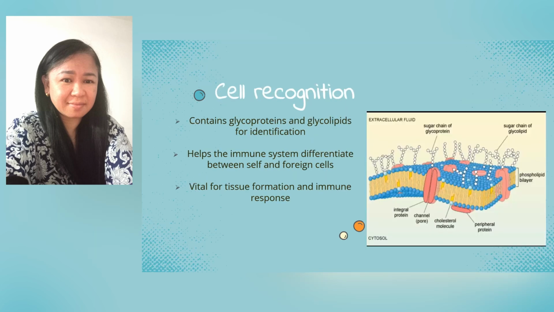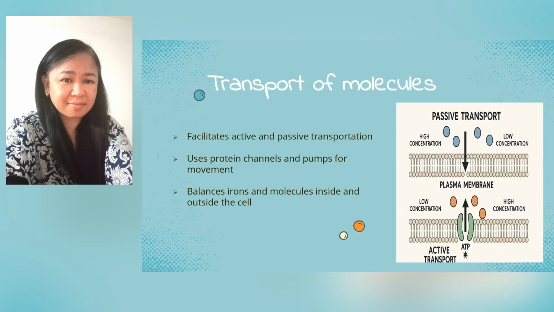And as cell regulation, it contains glycoproteins and glycolipids for identification, helping the immune system differentiate between self and foreign cells, vital for tissue formation and immune response. As a transport of molecules, it facilitates active and passive transportation, using protein channels and pumps for movement, balancing ions and molecules inside and outside the cell.